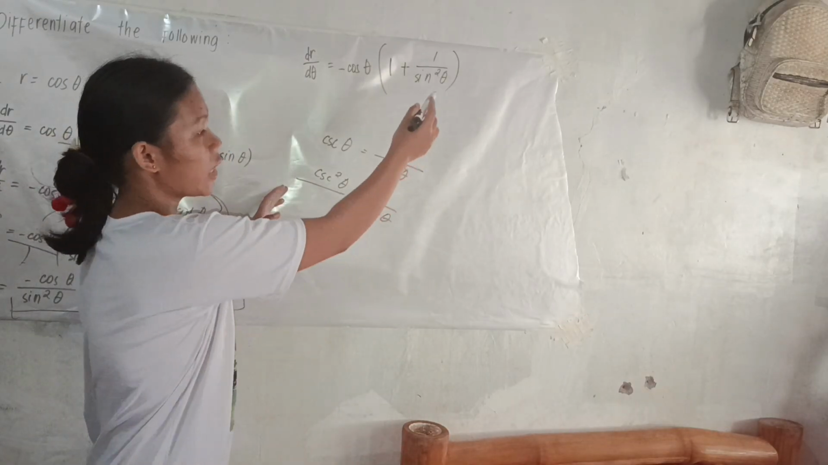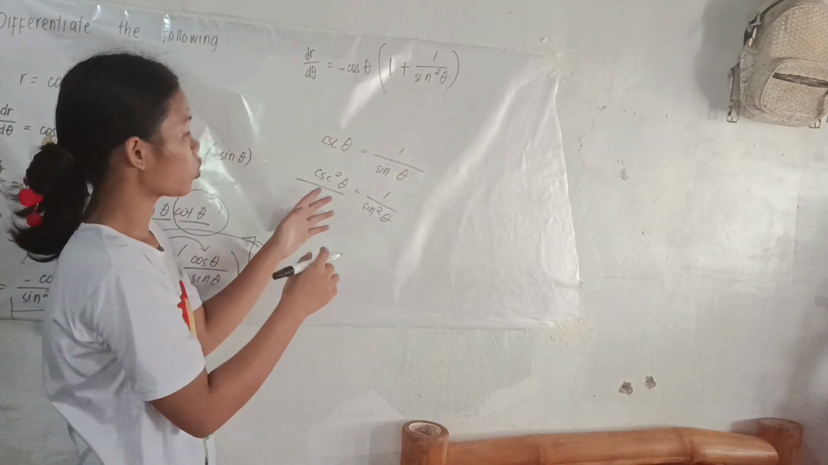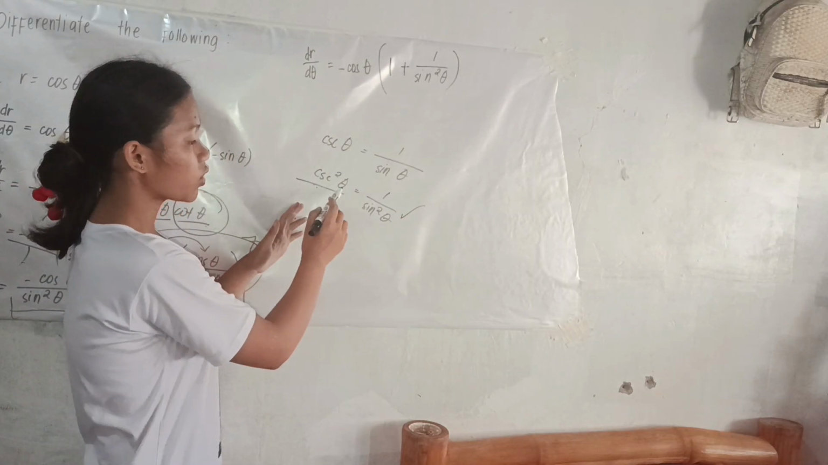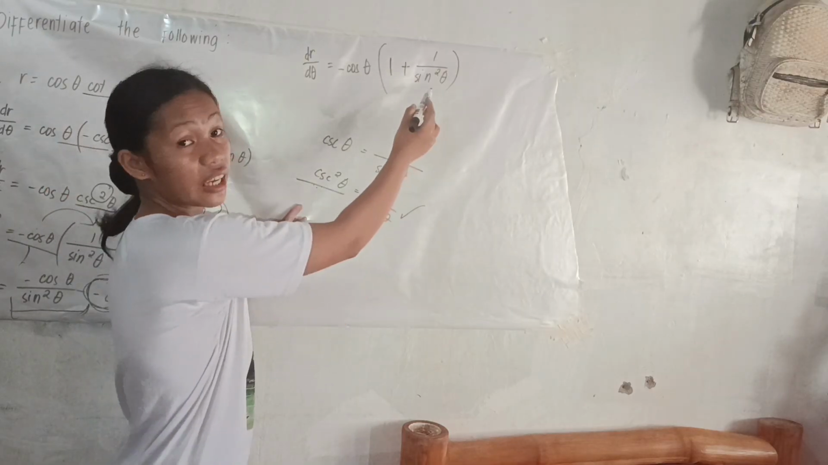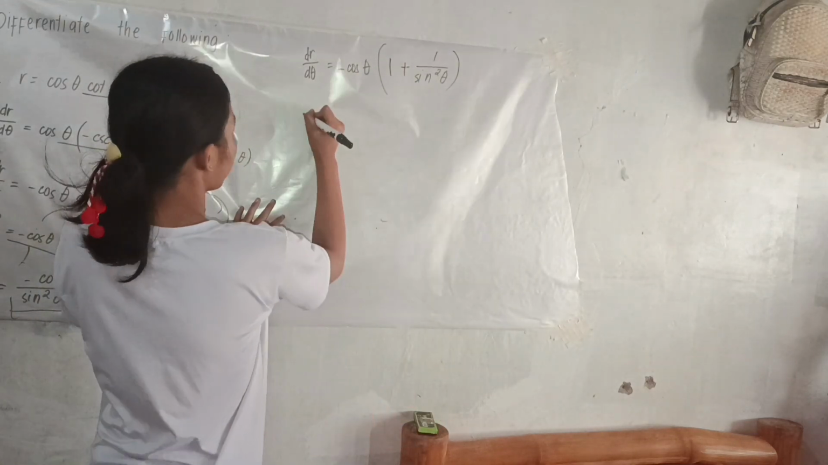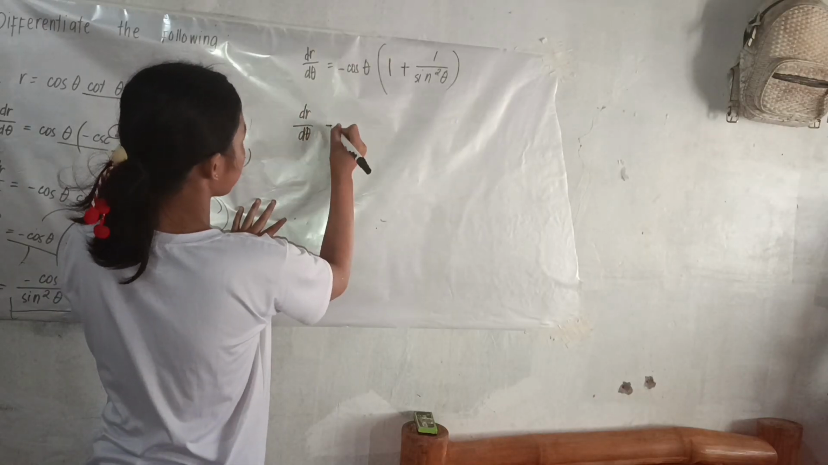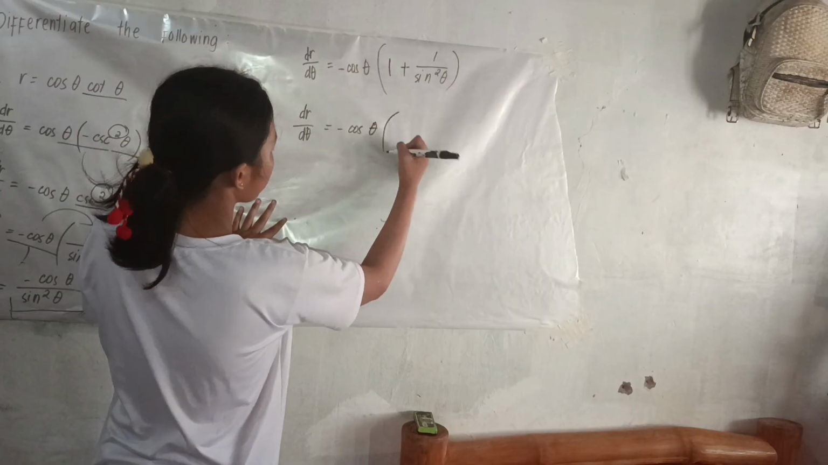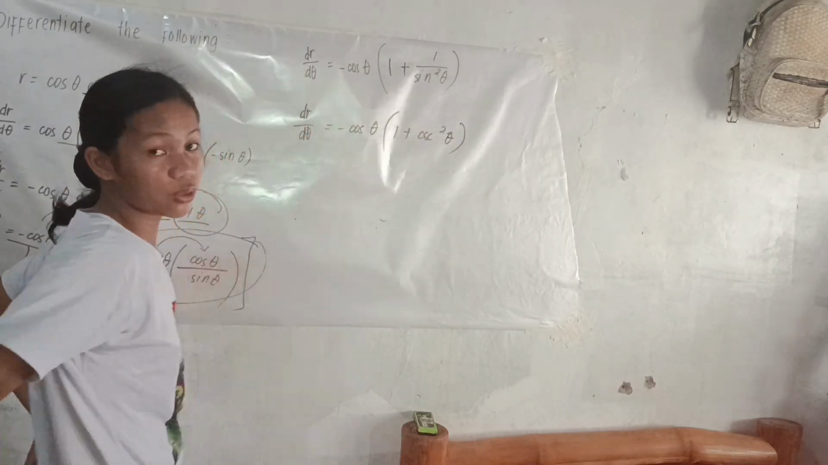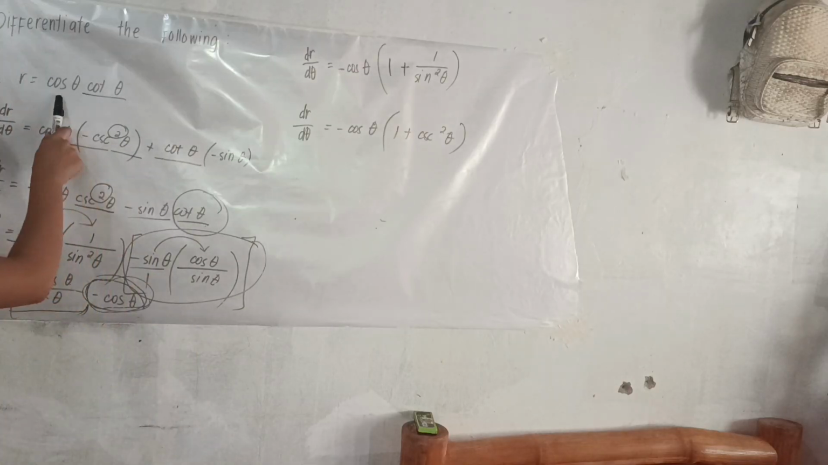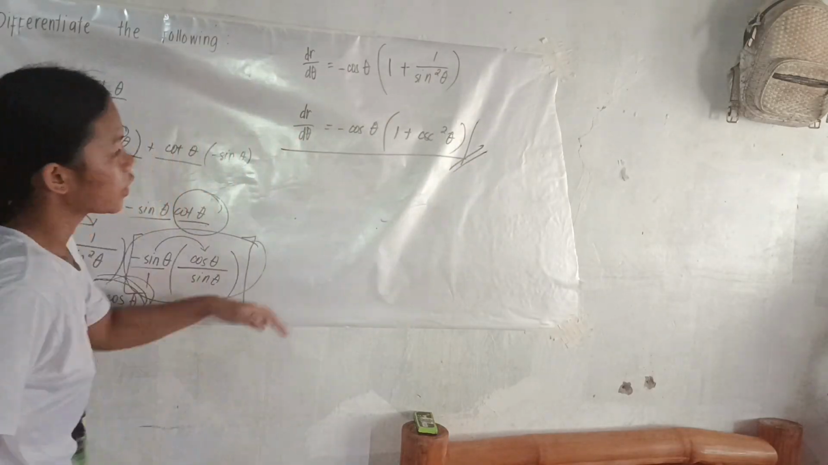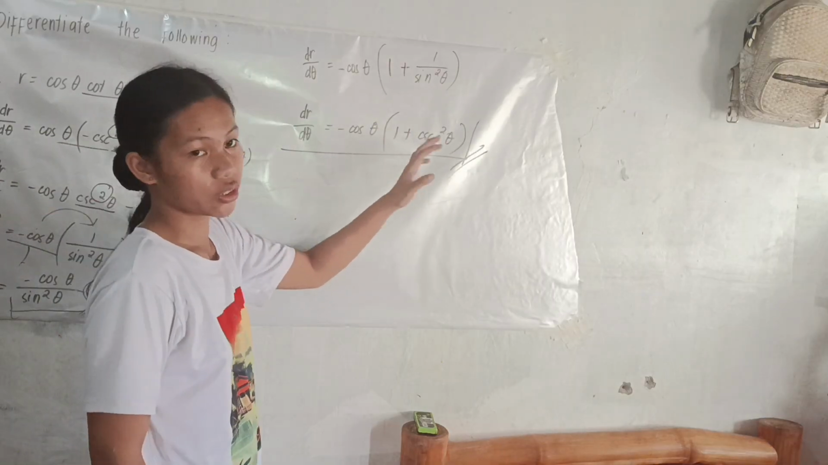So we can replace it with this, since they are equal. Cosecant squared theta is equal to 1 over sine squared theta. So therefore, the final answer is dr over d theta equals negative cos theta times 1 plus cosecant squared theta. So the derivative of the function r equals cos theta cotangent theta is negative cos theta times 1 plus cosecant squared theta.